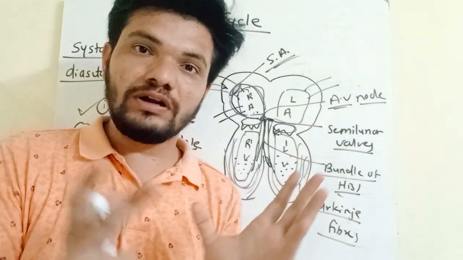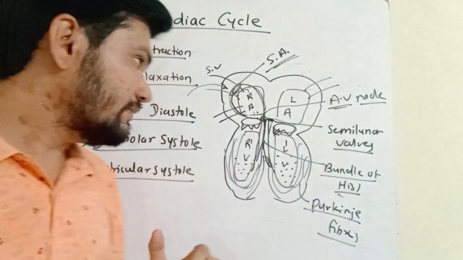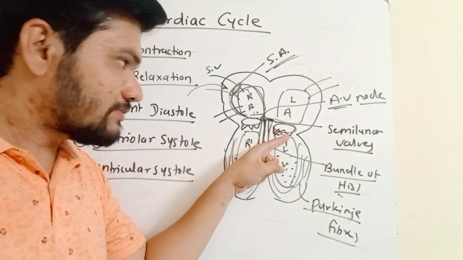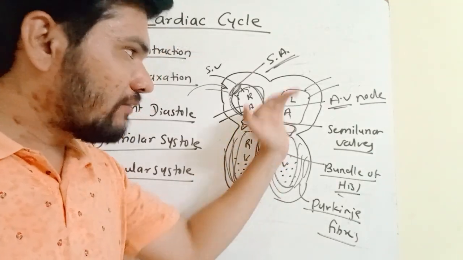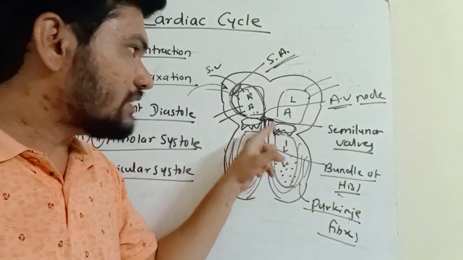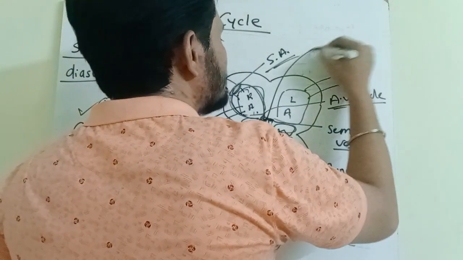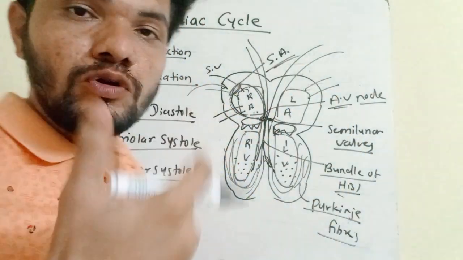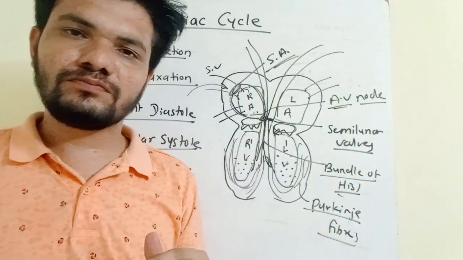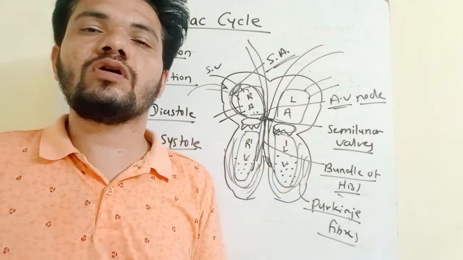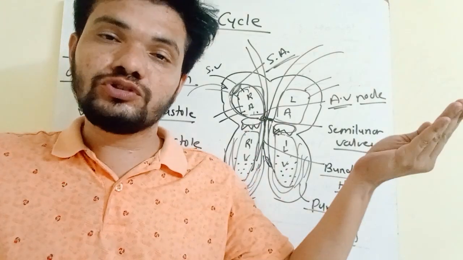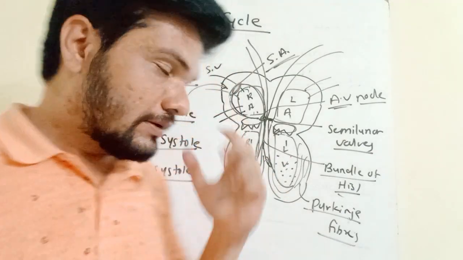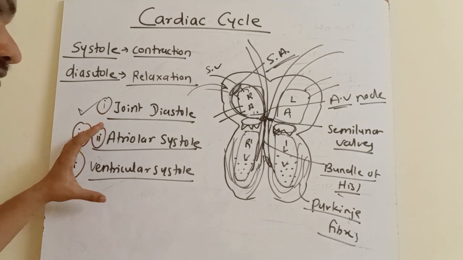When both the ventricles are contracting, the bicuspid and tricuspid valves are closed to prevent backflow, and the semilunar valves are open because they are the doors of these vessels. So they should be open so that this oxygenated and deoxygenated blood can move towards the lungs and body. So this is the third step, which is ventricular systole.